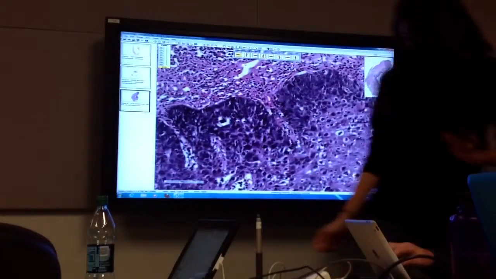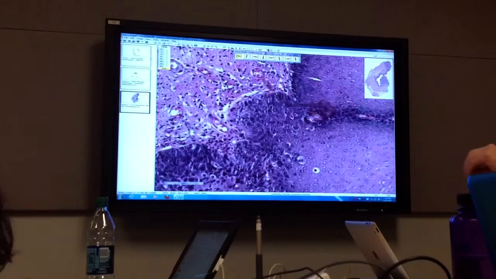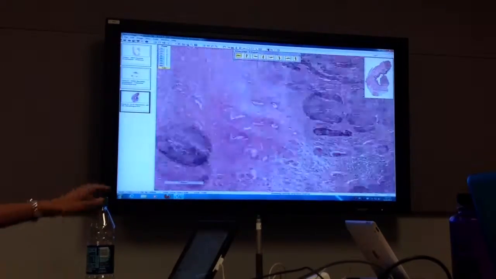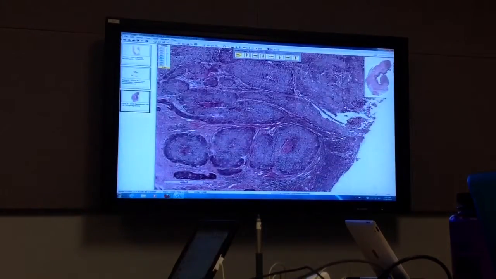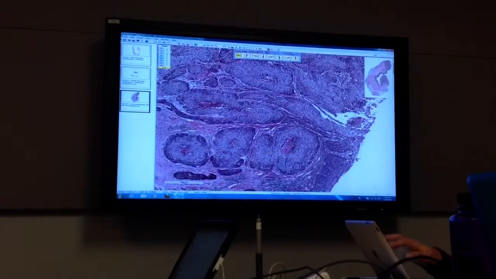So this is a precursor lesion to this. Where'd it go? That's the wrong way. To that. So can you see this is our squamous mucosa, and here's cancer coming right off that. So this is invasive squamous cell carcinoma of the esophagus.